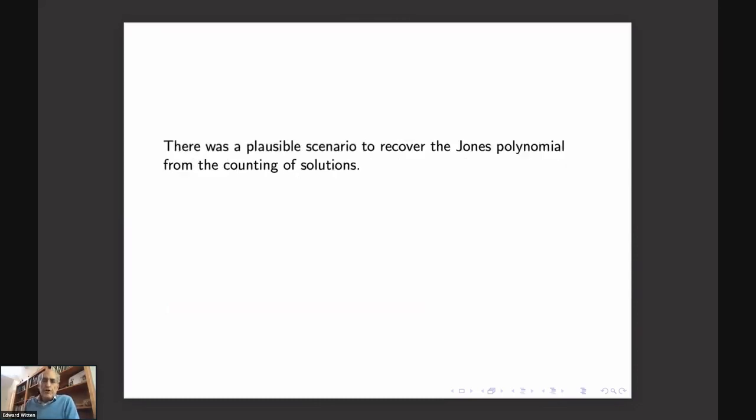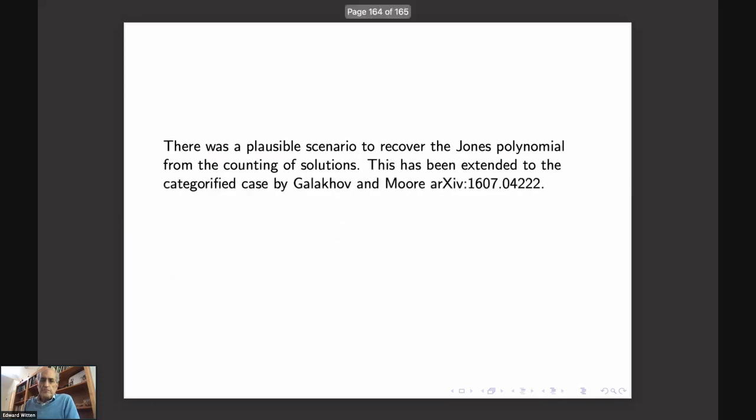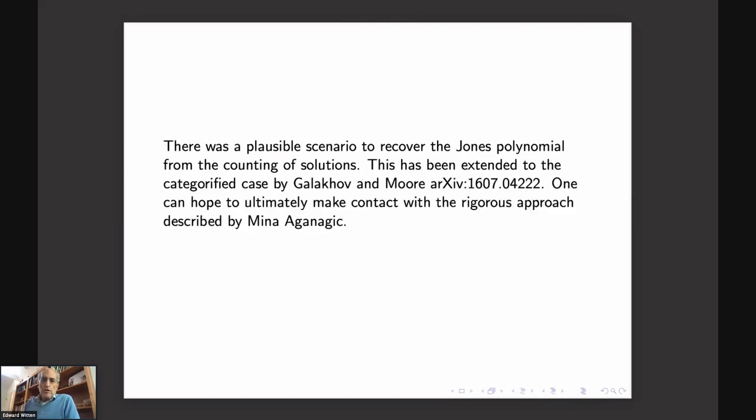And we had a plausible scenario to recover the Jones polynomial from counting of solutions, taking into account what you could say about the stretched solutions. This has been extended to the categorified case by Gukov and others. So you can hope to ultimately make contact with perhaps the work of Mina Aganagic and perhaps other things.